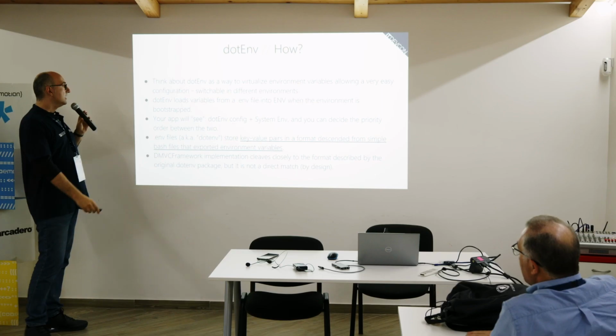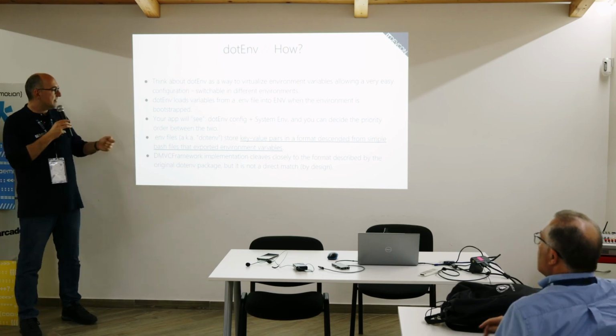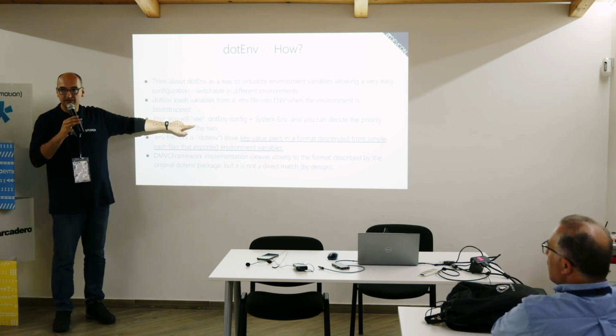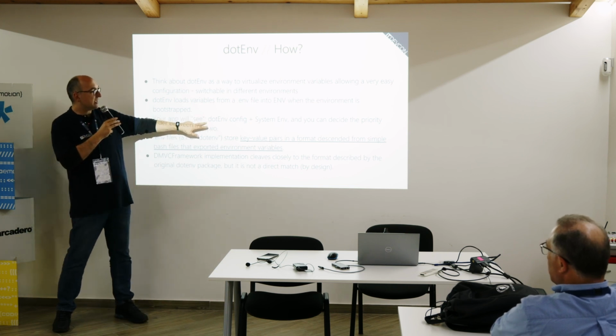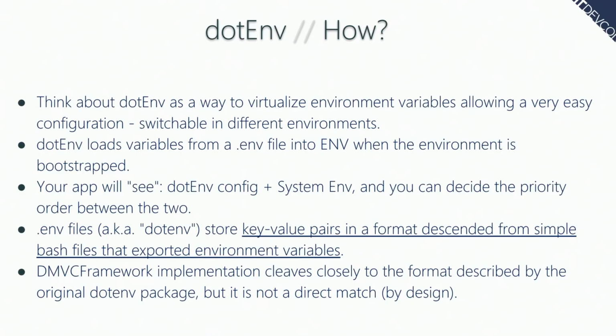Docker. So, in a simple way, your app will see a uniform list of variables: the .env configuration with all the profiles, and the system environment, merged with a priority criteria decided by you. The .env files are very simple, just key-value. And remember, it is the same way the bash files export environment variables. It's the same.